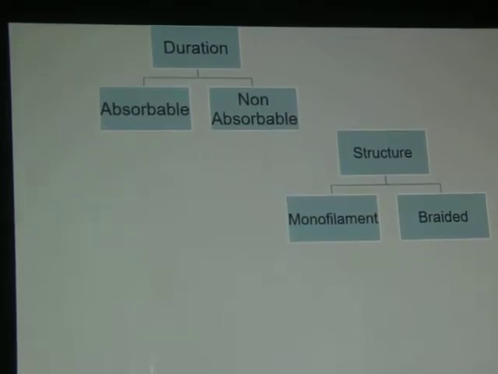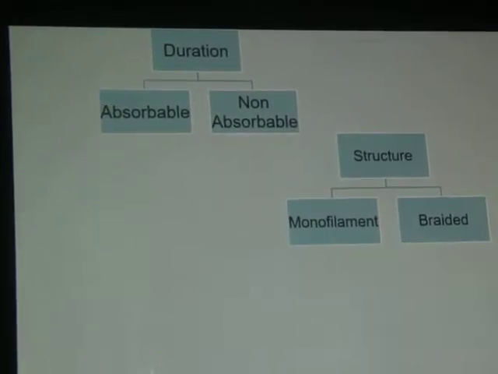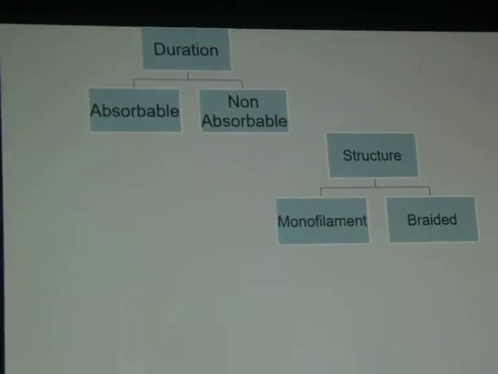تاني حاجه the structure of the suture. هتسمعوا على suture اسمها monofilament، suture اسمها braided.